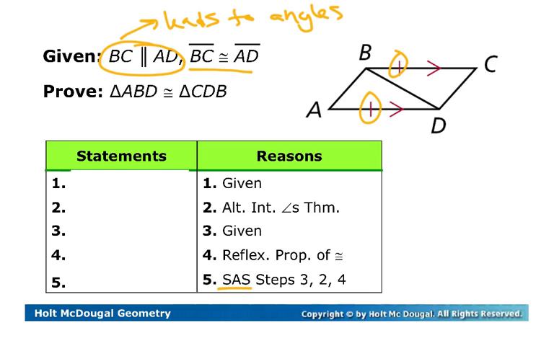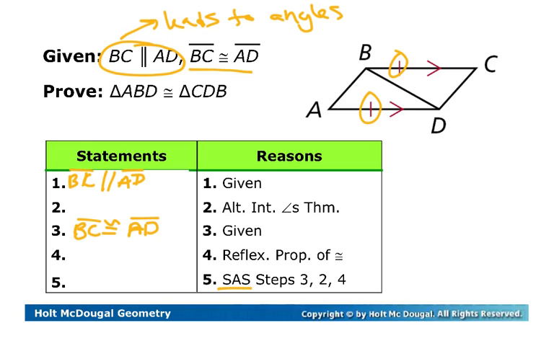So, we're going to go ahead and start our given. I'm just going to re-copy. It looks like there's two sections for the given. So I'm going to do the BC parallel to AD first. And then I'll write the BC segment congruent to AD.